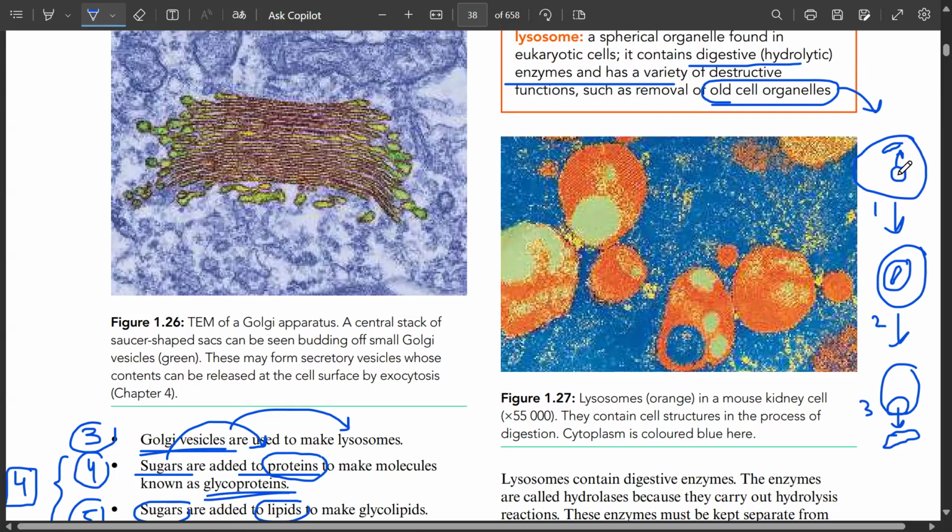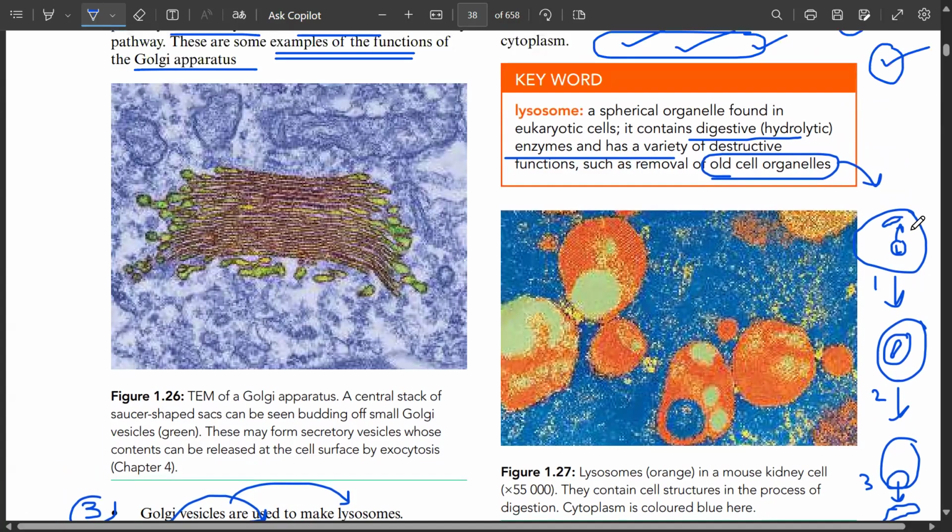So was it the lysosome? It gets rid of the worn out organelles inside the cell. Old organelles, old mitochondria, old RER, old ribosomes. Got it? Okay. How?